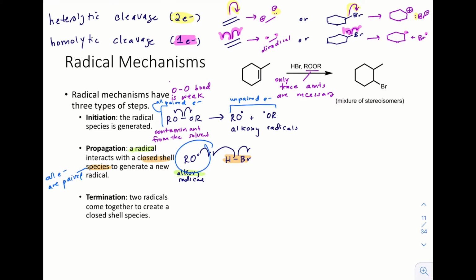So all paired electrons, aka no radicals. So a radical interacts with a non-radical to generate a new radical. And in this case, that new radical is the bromine radical. So one of the electrons from the HBr bond is now localized on bromine. The other electron is making this OH bond.